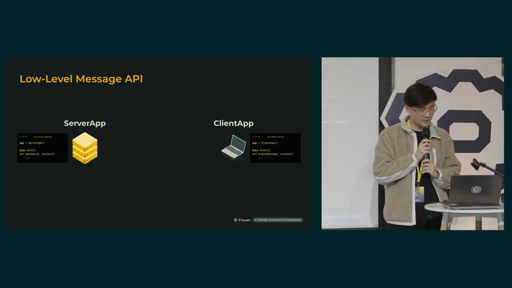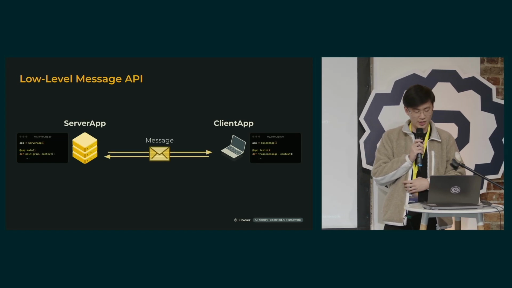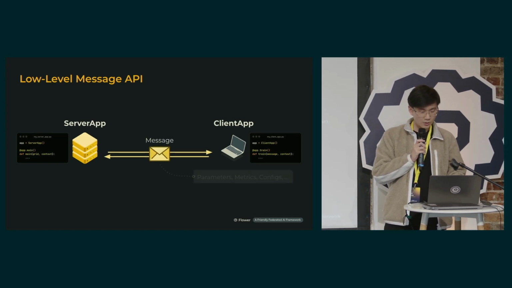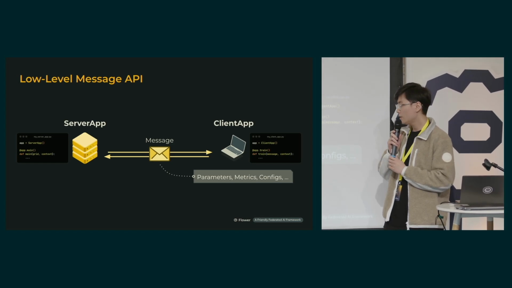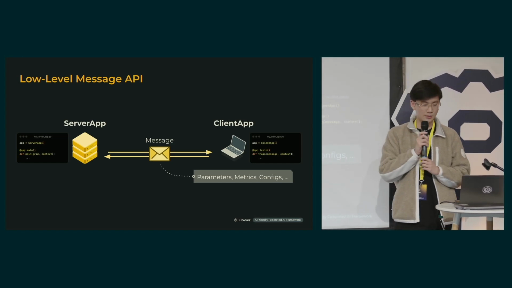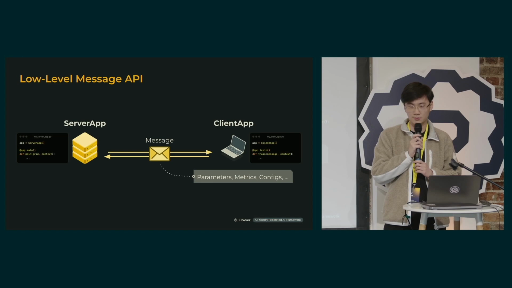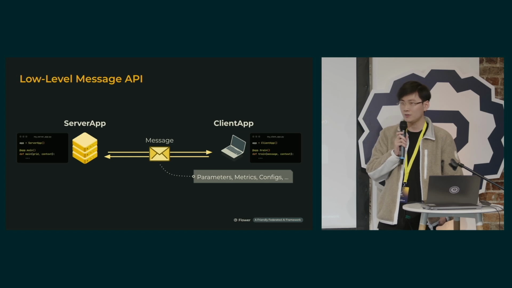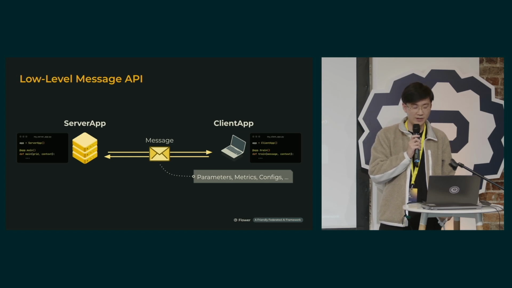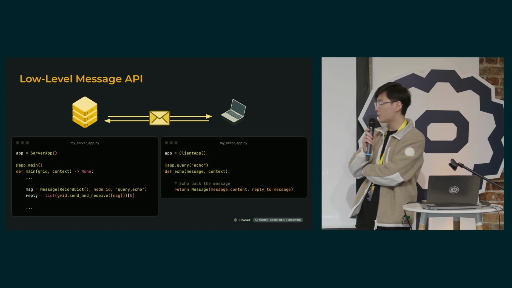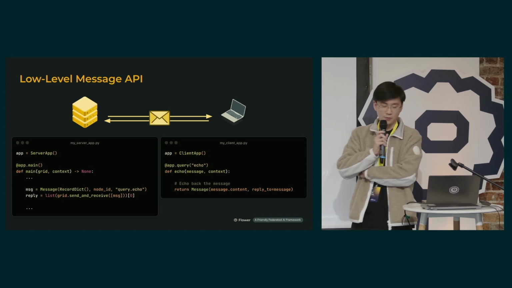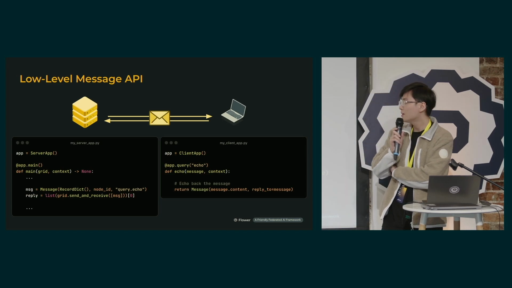To do something federated, they need to exchange messages, which is actually just a specialized Python dictionary, containing parameters, metrics, configs, or anything you like. So that's actually everything about the low-level message API, which is available today. Let me give you a short example. It's actually a full example if you remove the dots.